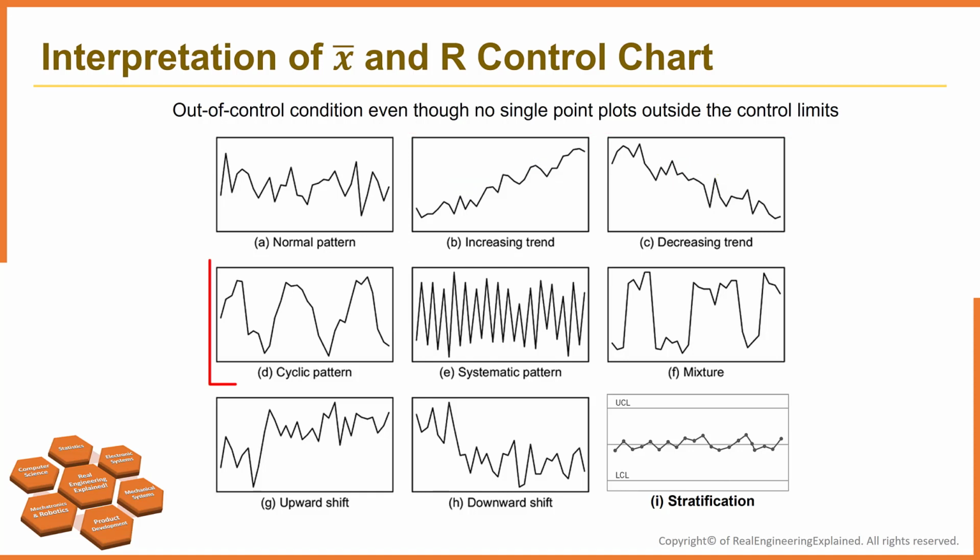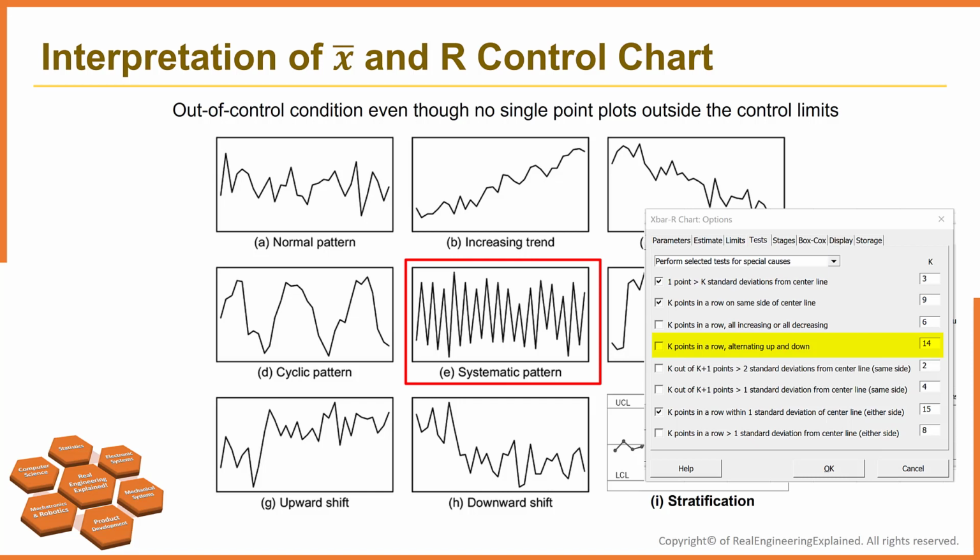The next pattern is the cyclic pattern. Such a pattern on the Xbar chart may result from systematic environmental changes such as temperature, regular rotation of operators or machines, or fluctuation in voltage or pressure or some other variables in the production equipment. The next pattern is the systematic pattern. Test 4 in Minitab detects systematic variation. You want the pattern of variation in the process to be random, but a point that fails test 4 might indicate that the pattern of variation is predictable.